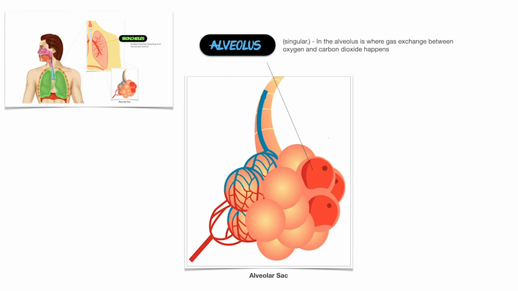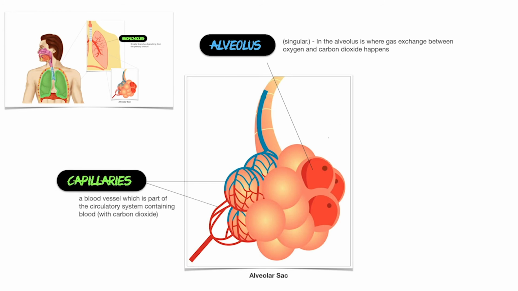The walls of the alveoli share a membrane with the capillaries, a blood vessel which is part of the circulatory system containing blood. This lets oxygen and carbon dioxide diffuse or move freely between the respiratory system and the bloodstream. Oxygen from the alveolus is diffused to the blood, while carbon dioxide from the red blood cells is diffused to the alveolus and is then exhaled back outside of our nose.